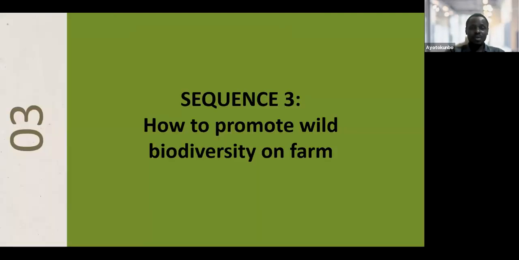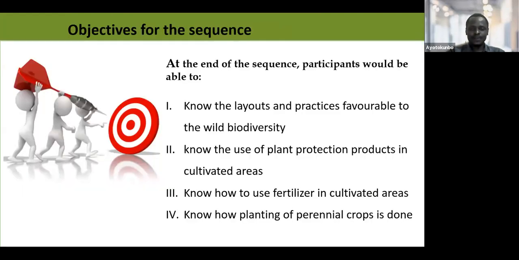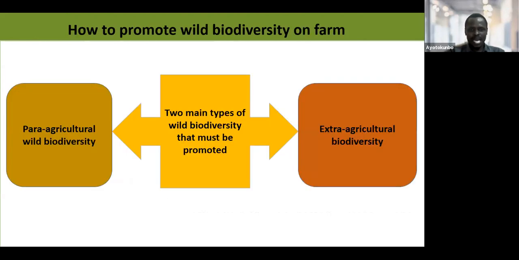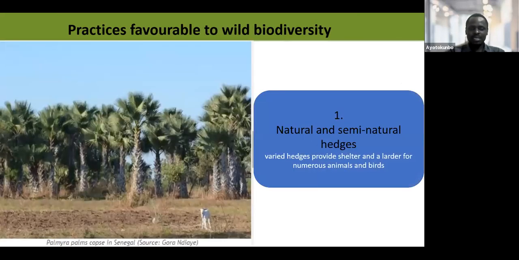Then we move to sequence 3, the topic 3 that we discussed on Monday, which has to do with how to promote wild biodiversity on our farm. And we spelled out what we need, our target points that we need to know. I discussed with us that there are 2 main wild biodiversity that must be promoted, which are para-agricultural wild biodiversity and extra-agricultural wild biodiversity. And this is one of the pictures I showed us, which has to do with natural and semi-natural edges.